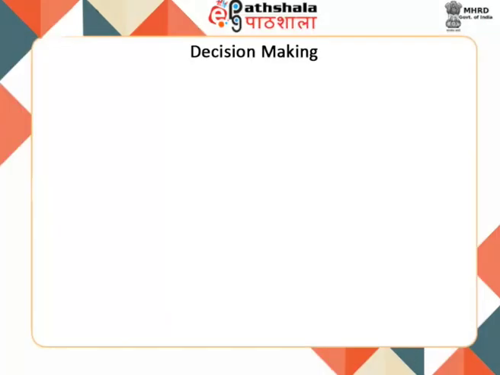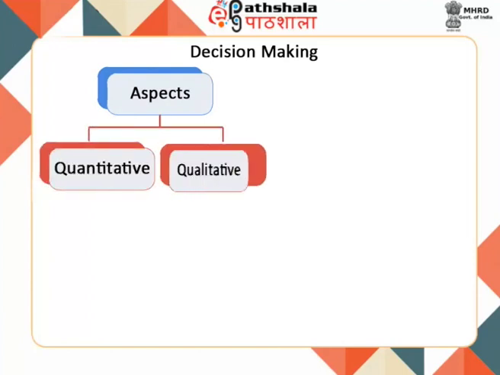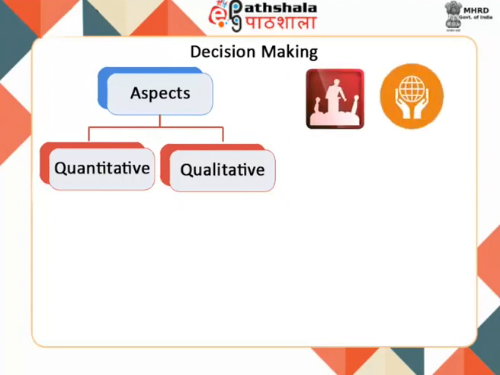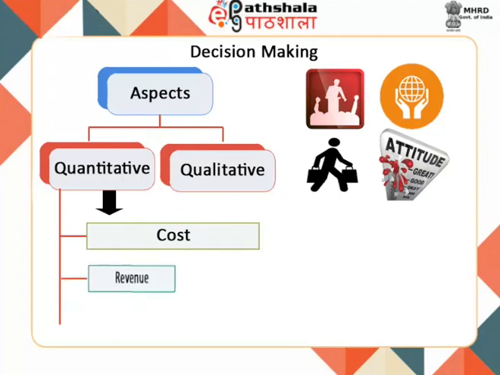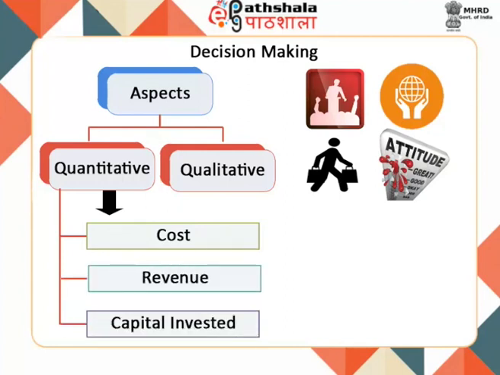Irrespective of its nature, every decision has two aspects, quantitative and qualitative. The qualitative aspects include factors like public image, social responsibilities, employee attitude, consumer reaction, etc. Management accounting is basically concerned with the quantitative factors of decision making. It deals with the relevant information such as costs, revenues, capital invested, etc., required to take a decision.